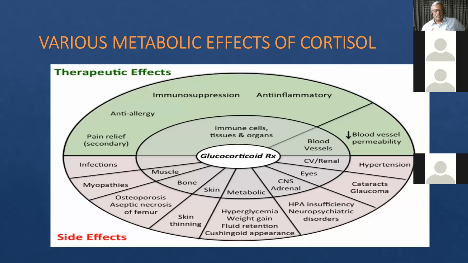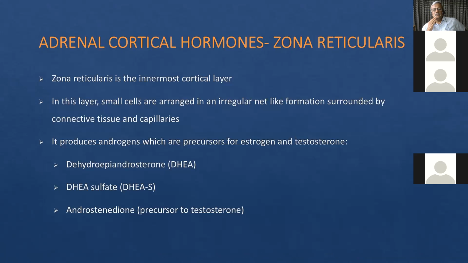Sir, these are the therapeutic summary. You can skip this slide. Yes. Coming to zona reticularis, it is the innermost cortical layer. It produces androgens, which are the precursors for estrogen, testosterone. And zona reticularis produces sex steroids like dehydroepiandrosterone, dehydroepiandrosterone sulfate, and androstenedione.